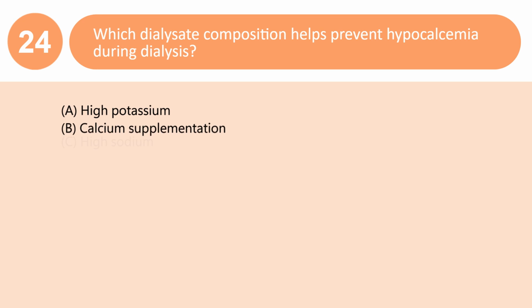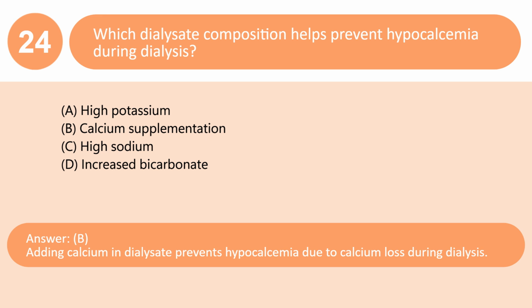Which dialysate composition helps prevent hypocalcemia during dialysis? A. High potassium. B. Calcium supplementation. C. High sodium. D. Increased bicarbonate. Answer B. Adding calcium in dialysate prevents hypocalcemia due to calcium loss during dialysis.